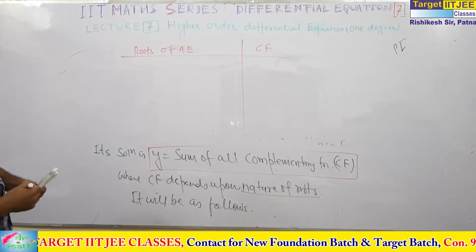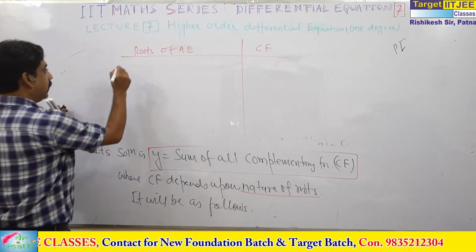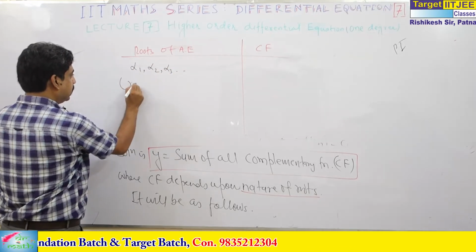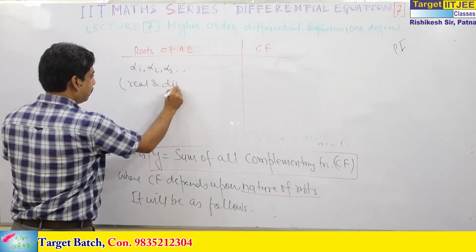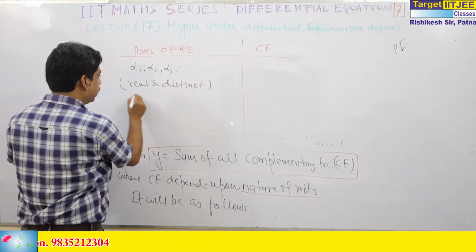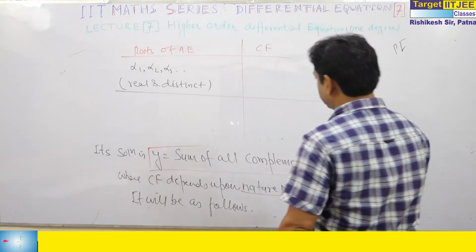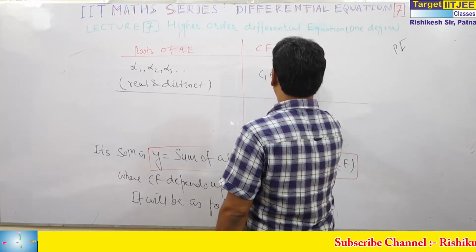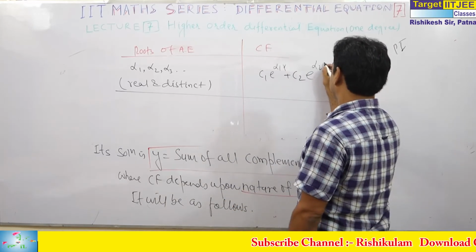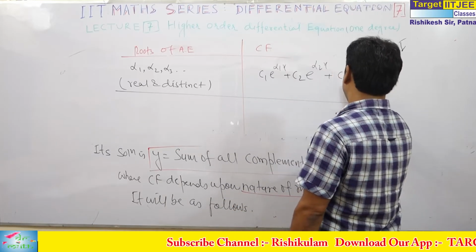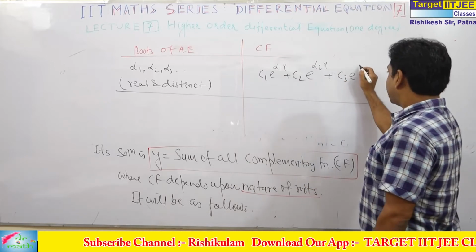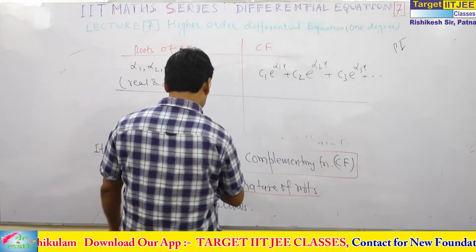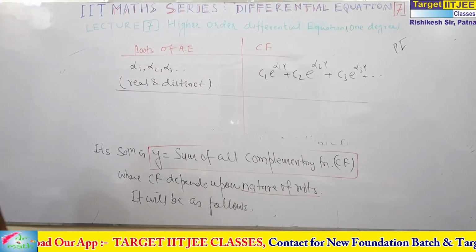Suppose roots are alpha 1, alpha 2, alpha 3. This is real and distinct. So this is C1 e^(alpha1 x) plus C2 e^(alpha2 x). How does it come? You will learn in engineering college. Plus C3 e^(alpha3 x) and so on. If there are more roots, you add more. Therefore, I get the sum of all complementary functions.